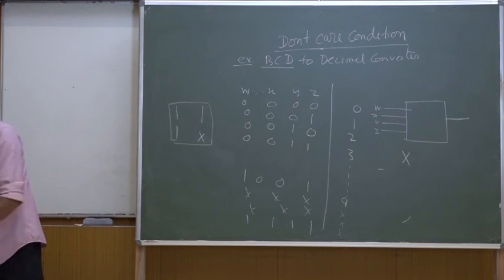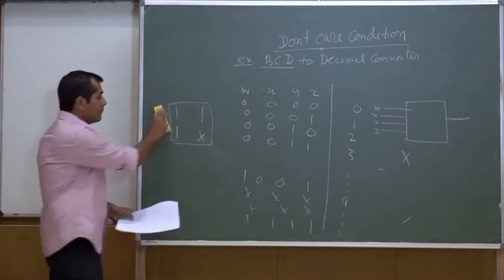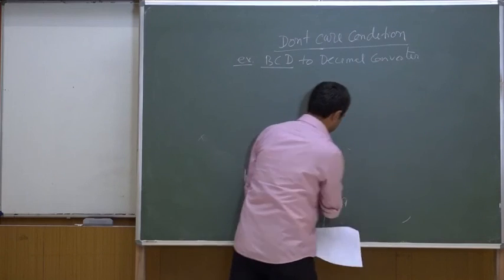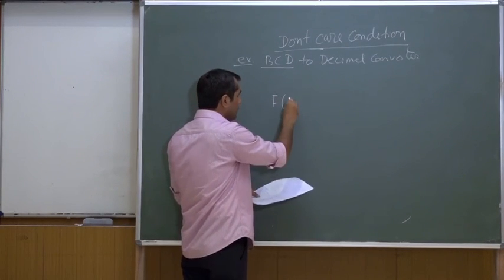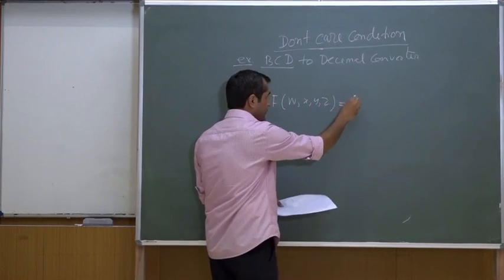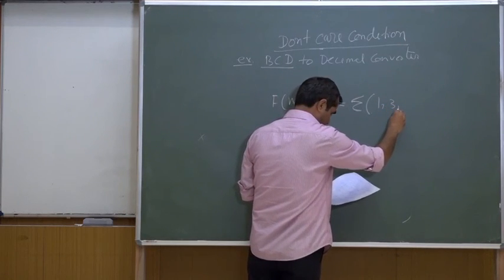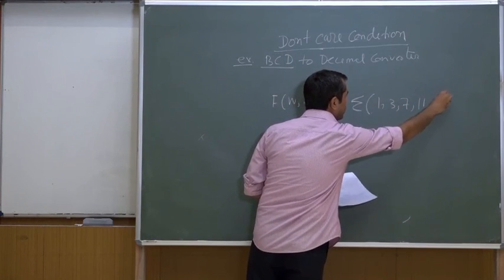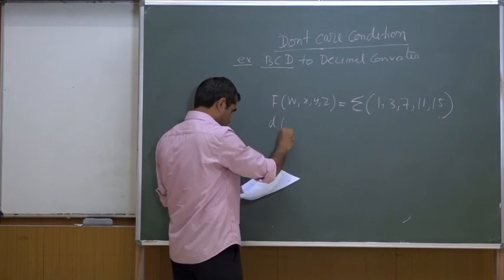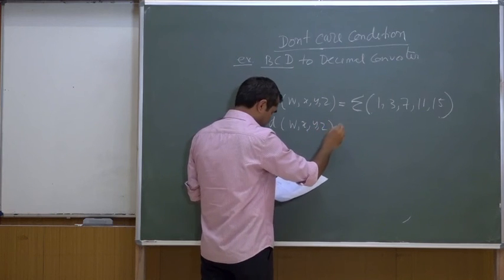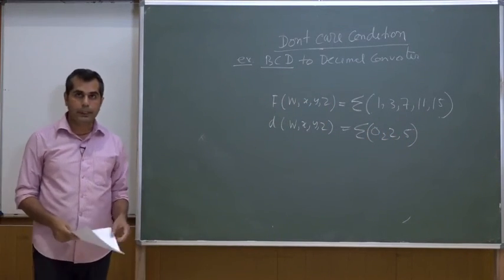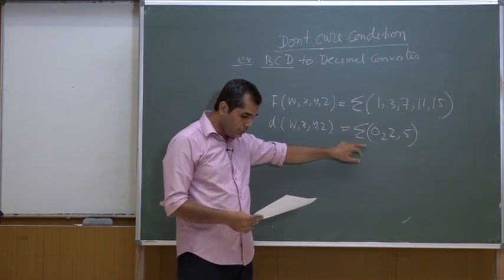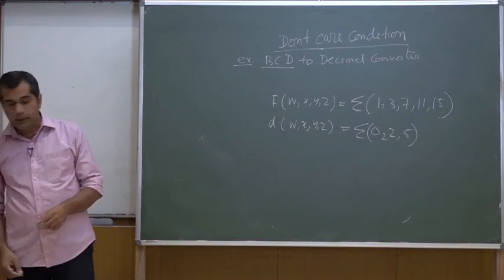Let me give you one example for this don't care condition. Let us say that we have to reduce this function f(w, x, y, z), where f is the summation of min terms 1, 3, 7, 11 and 15, and the don't care conditions are d(w, x, y, z) equal to 0, 2 and 5. So 3 min terms are don't care. We can use this to simplify the given function.